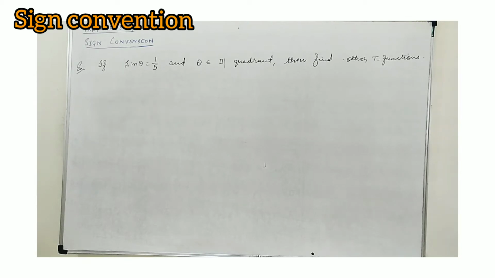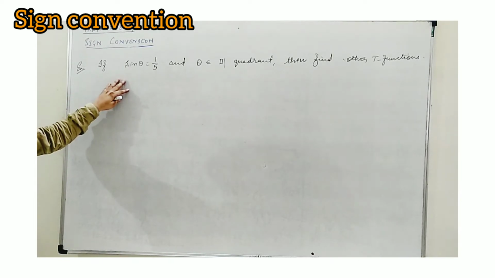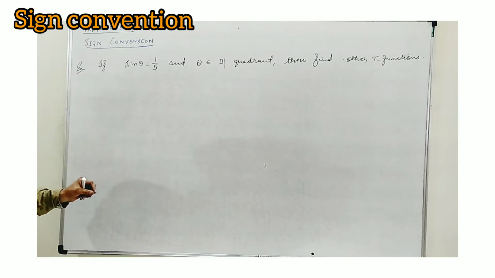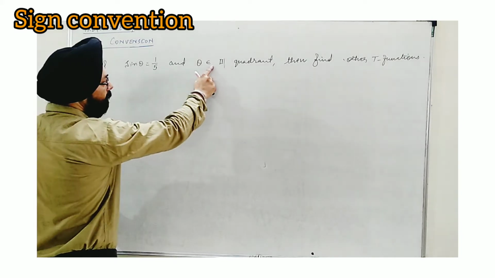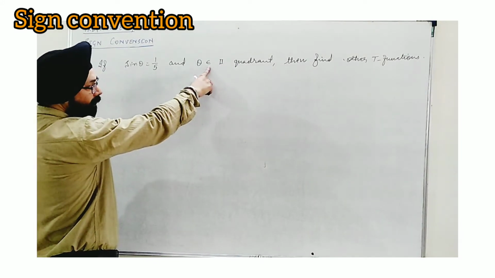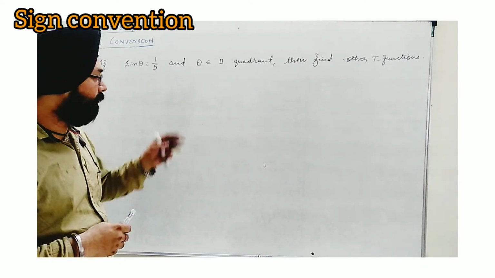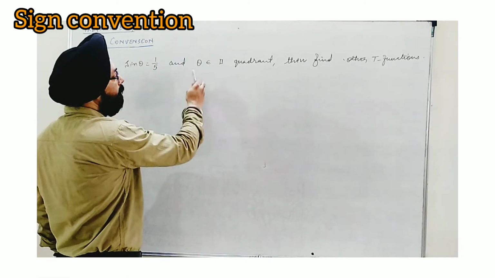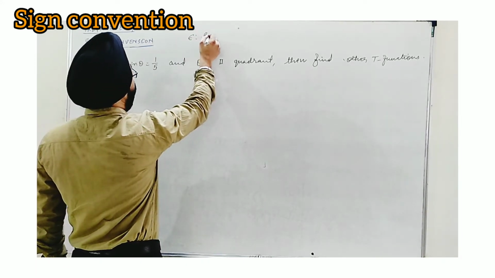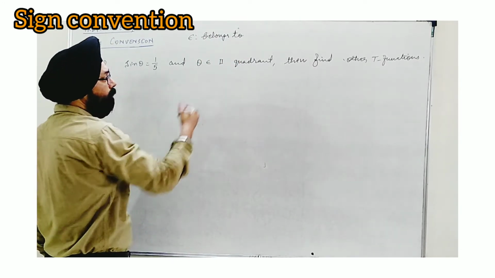Now the explanation of the sign convention can be taken with the help of one equation. This is a question from 10th standard only. You have seen such questions, but with a change. Sin theta is given as 1/5. Theta is given in the second quadrant. This symbol, if you have not seen it, actually comes from the chapter on sets and relations and functions. It is known as 'belongs to'. Theta belongs to the second quadrant.